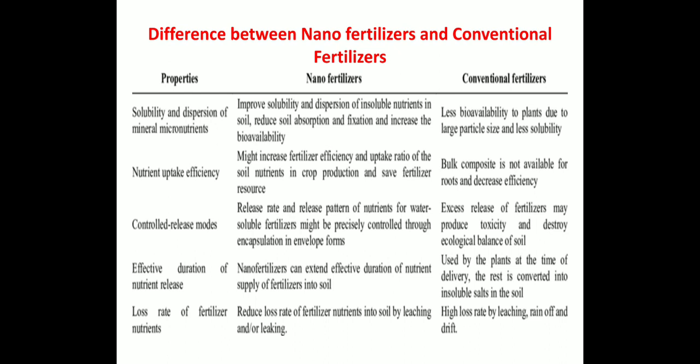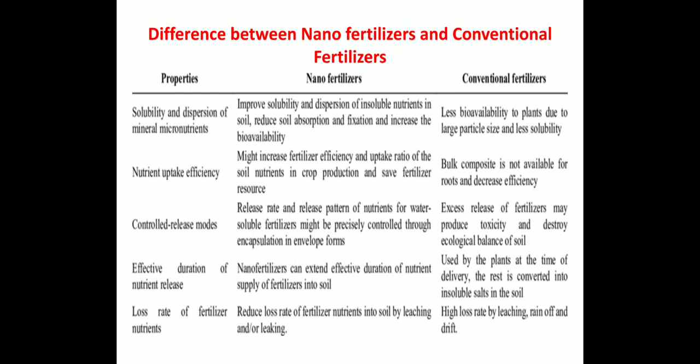The nutrient uptake, second point: nutrient uptake efficiency in nanofertilizers visibly increases the fertilizer efficiency as well as the uptake ratio of the soil nutrients in crop production, as they save the fertilizer resource. But in case of the conventional fertilizer, the bulk composite is not available for the root, which decreases their efficiency. Then third point, that is control release modes.